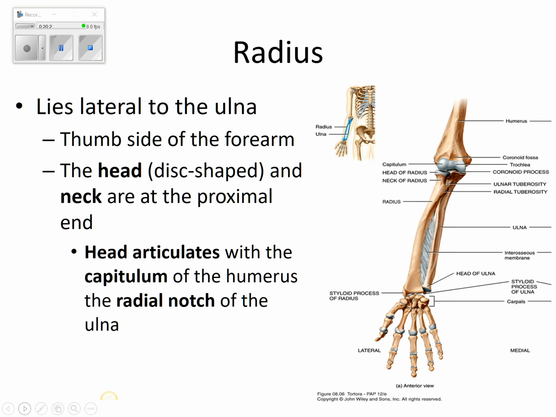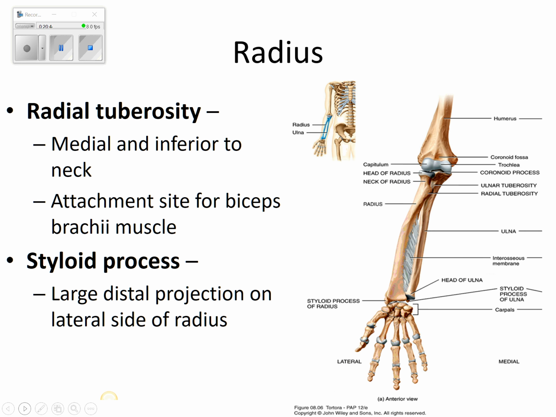So the radius, of course, lies lateral to the ulna, on the thumb side of the forearm. The head, which is disc-shaped, and the neck are going to be on the proximal end. The head is going to articulate with the capitulum of the humerus, and with the radial notch of the ulna. The radial tuberosity is that roughened area here. I don't usually make you label that one on the picture, but it's medial and inferior to the neck. It is an attachment site for the biceps brachii muscle.